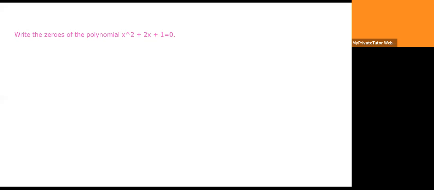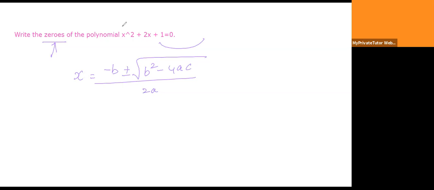So how to find the zeros? We are going to find the x values. Zeros is nothing but the x values, right? You can factorize and find it, or else you can use the formula: minus b plus or minus the square root of b square minus 4ac divided by 2a. So here, a value is 1, b value is 2, c value is again 1. So please substitute the values, we will get the answer. Or else we can also try it out using the factors.